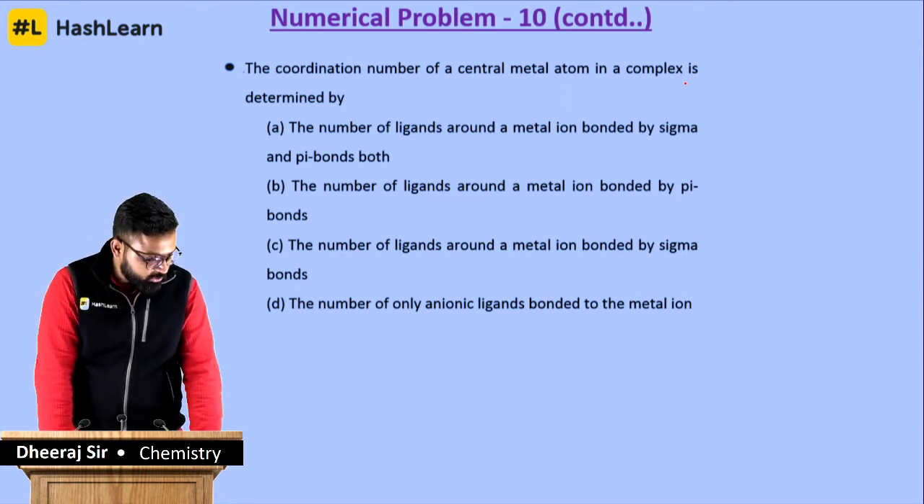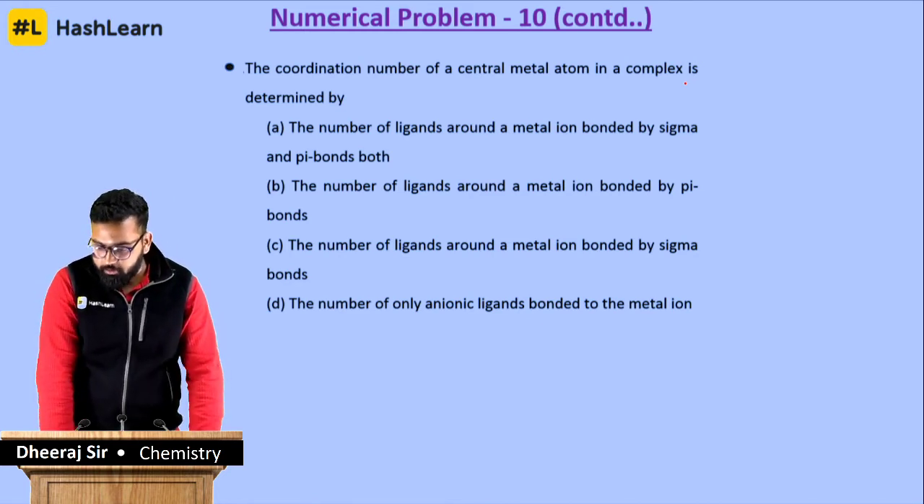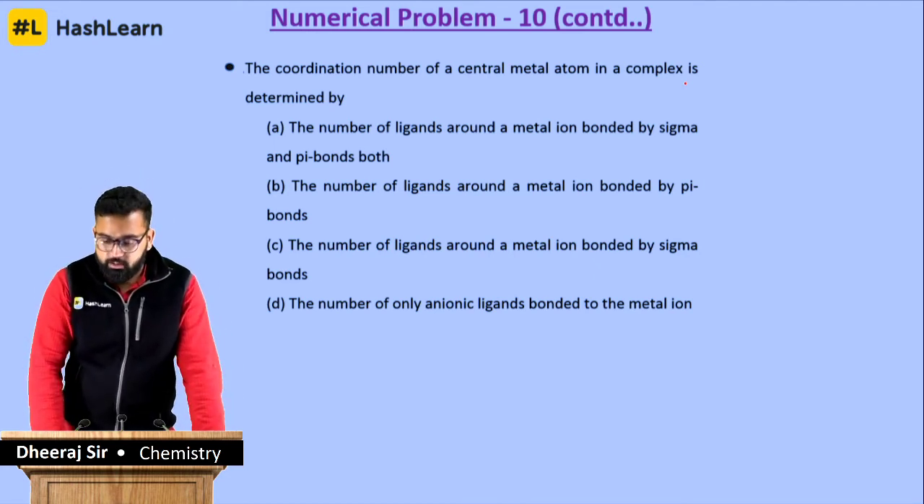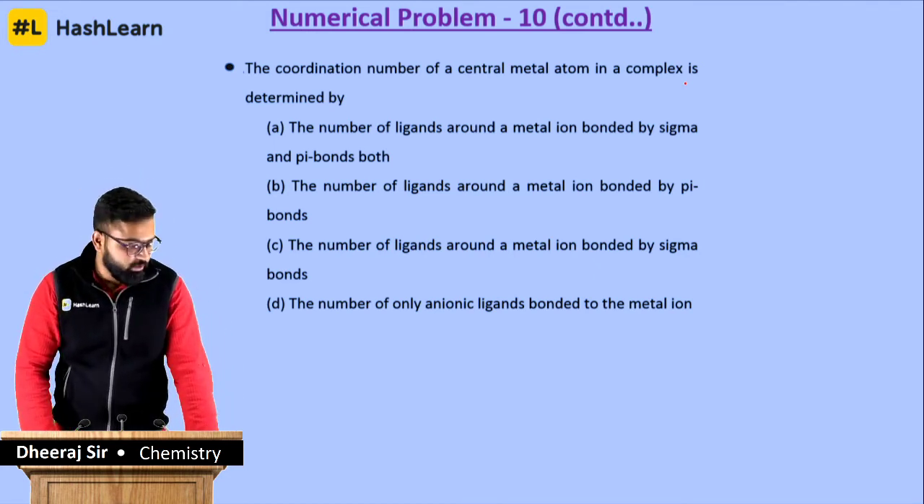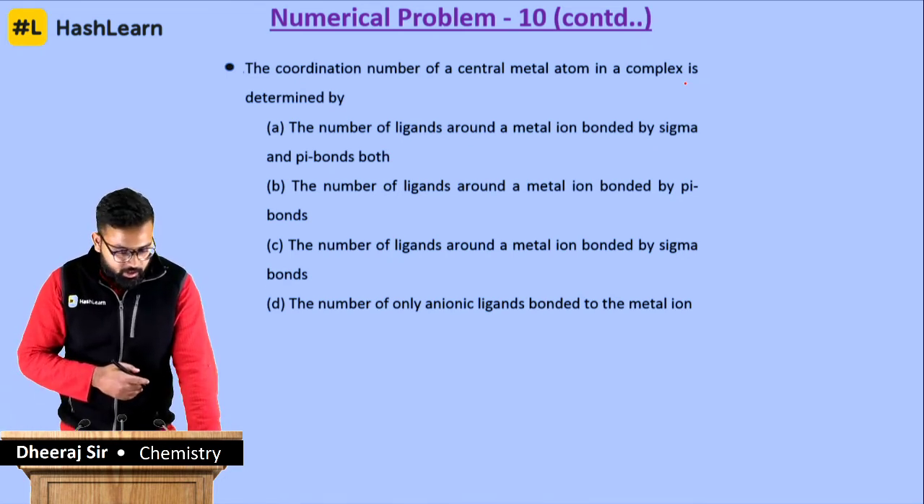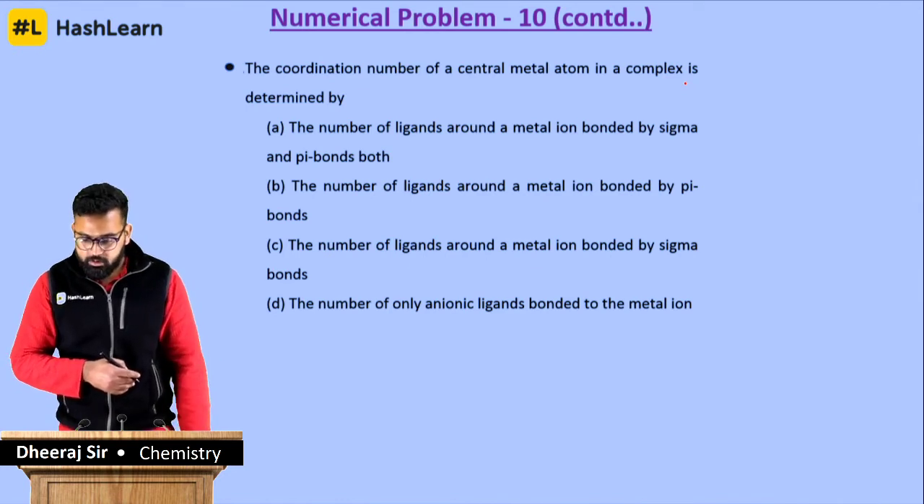Sakshi also says it is C. Let us wait for Yogesh, and we have Vaishnavi who have joined us just a couple of minutes ago, I must say. So let us wait for Vaishnavi's answer as well. So give me your answers, guys. Let us see what it is. Number of ligands around the metal atom bonded by pi bonds.